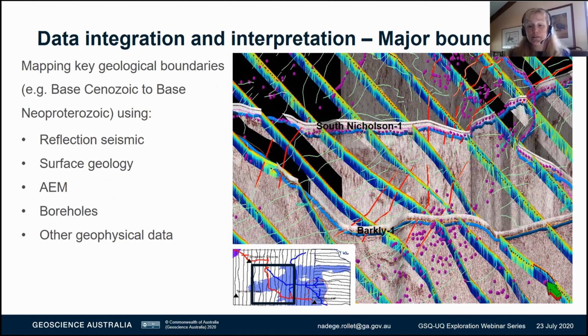So using this newly acquired seismic, we have refined our cover model by integrating with the surface geology, airborne electromagnetic data, boreholes, and gravity and magnetic data, interpreting all these data to refine the major geological boundaries in a 3D domain, which helped us to build a consistent interpretation between the various data sets. This image is located in the black outline on the map on the bottom left.